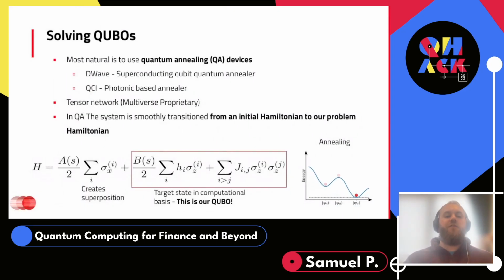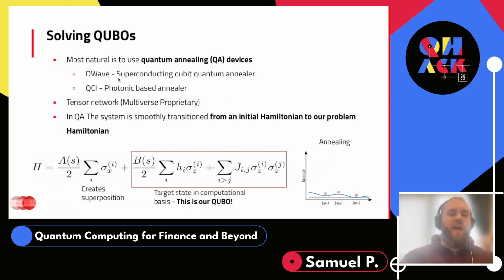Before I get into constructing a QUBO, we're going to touch briefly on how to use the hardware to solve these. As I mentioned, right now we can use quantum hardware to solve these problems. As you're probably very familiar, quantum annealing devices are the most promising way to solve these because they can naturally embed the form of the problem.